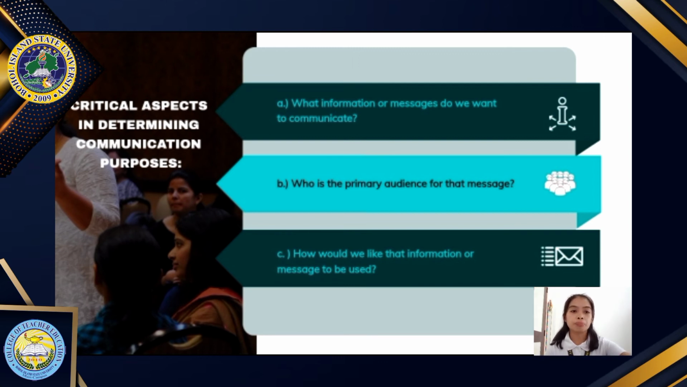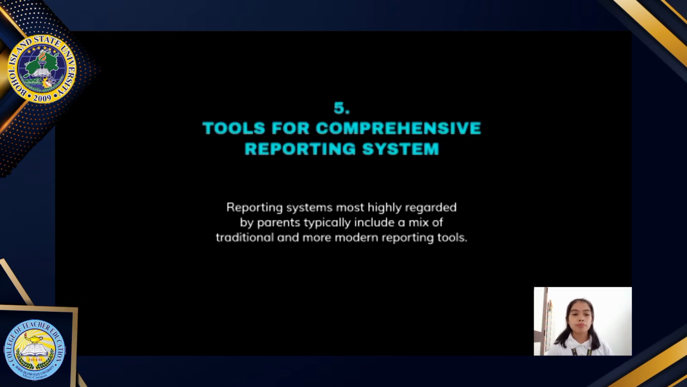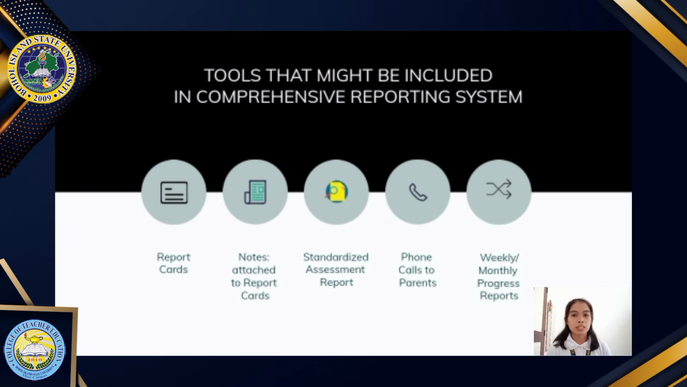So the fifth system is tools for comprehensive reporting system. Reporting systems most highly regarded by parents typically include a mix of traditional and more modern reporting tools, and technology really helps make the reporting system more efficient. There are tools that might be included in a comprehensive reporting system.